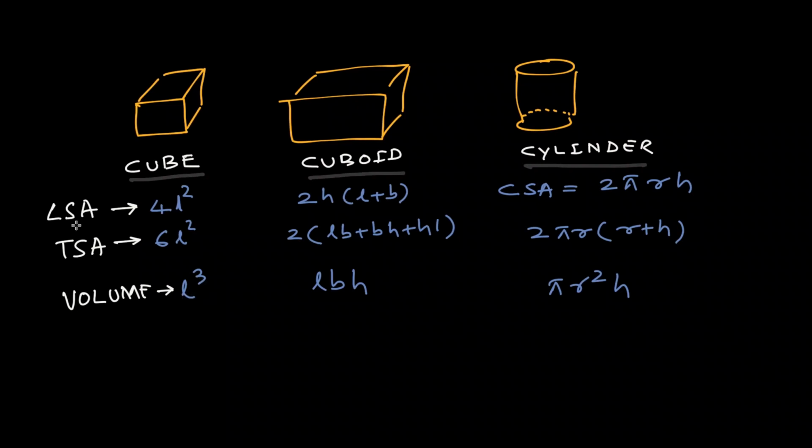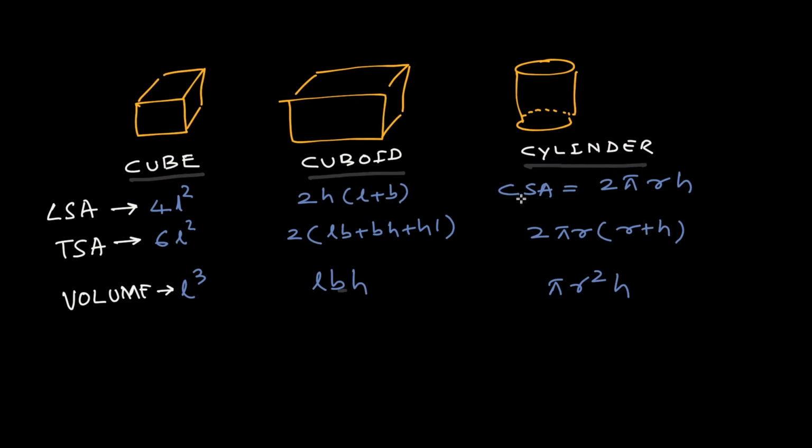Now lateral surface area for cuboid is 2H (L plus B), and total surface area will be 2 (LB plus BH plus HL). And how can we remember? LB, BH and HL. Volume is exactly the same. The area of this side multiplied with the height, LBH. All three sides are going to be multiplied.